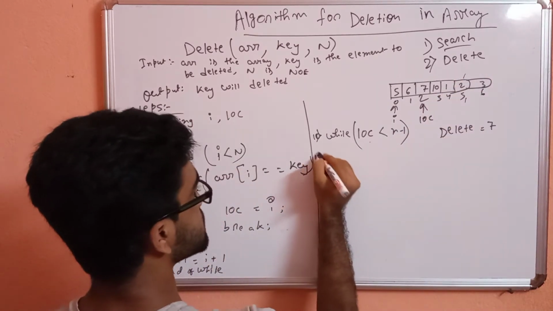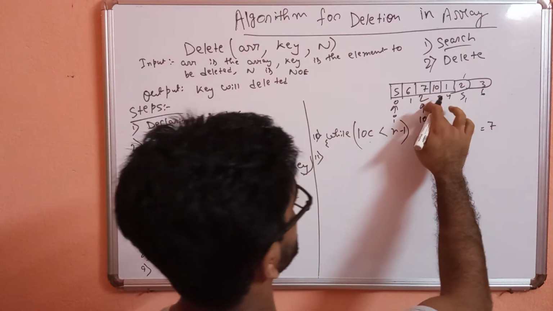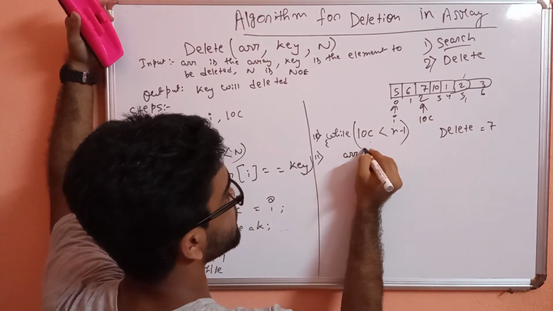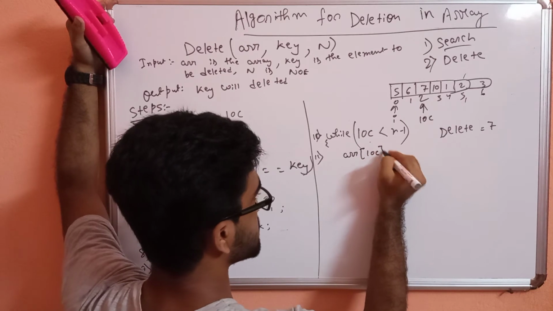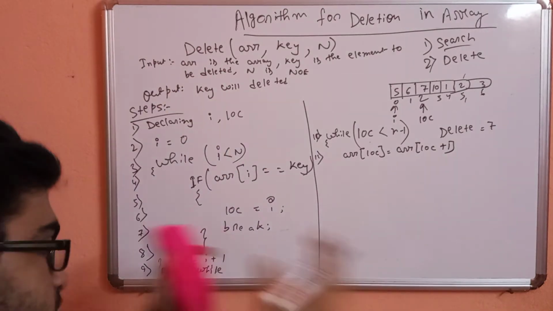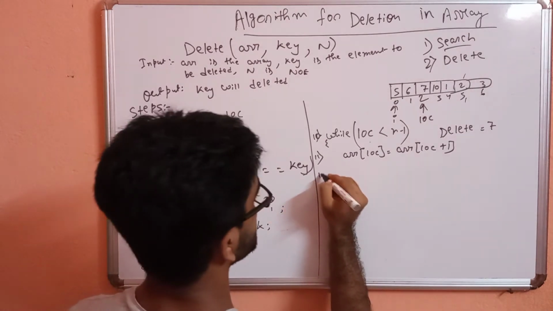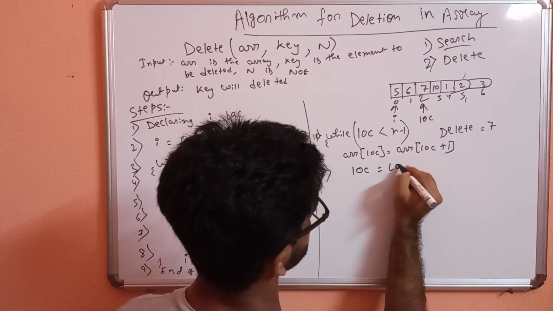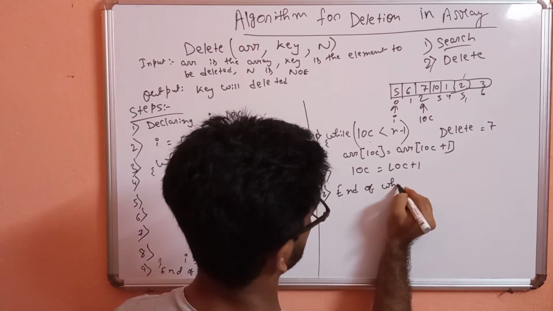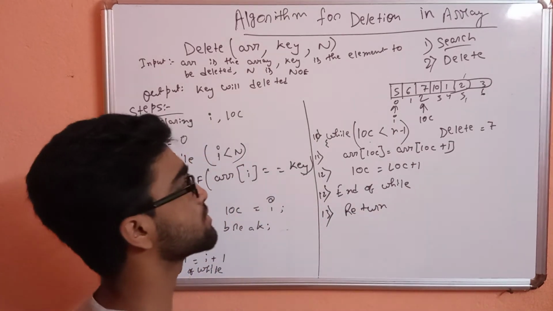Now step 11. What we are doing now, we have to delete. Here is LOC, carefully watch it. We are doing ARR of LOC equals to ARR of LOC plus 1. We are just left shifting all the elements towards LOC. Then incrementing LOC, LOC equals to LOC plus 1. End of while. Step 13, return, or you can write end of procedure.